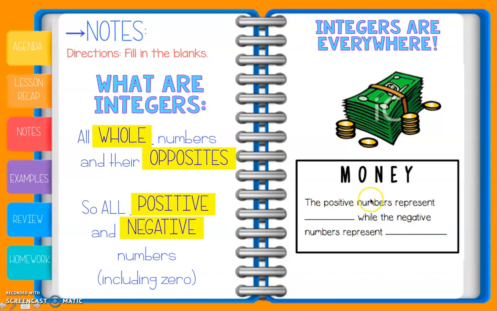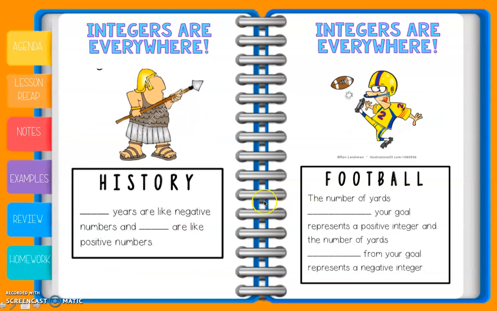So for example, when we talk about money, we know that positive numbers represent income, while our negative numbers represent debt. Okay, when we talk about history, we see timelines a lot. So on the timeline, BC years are like negative numbers because they're before that zero, where our AD years are positives because they would be after the zero. They'd be to the right of the zero.